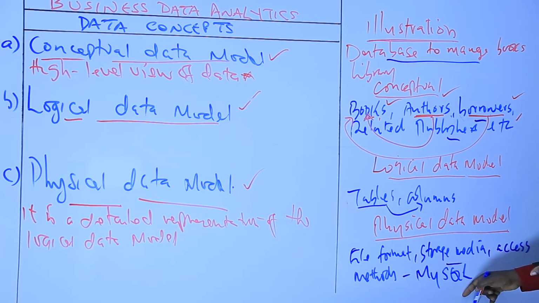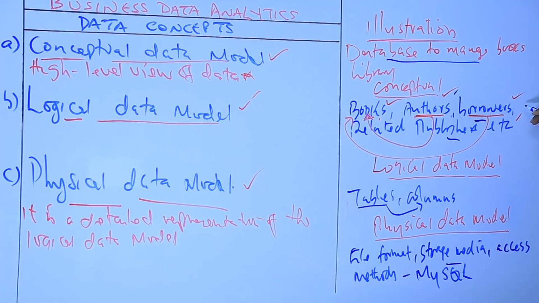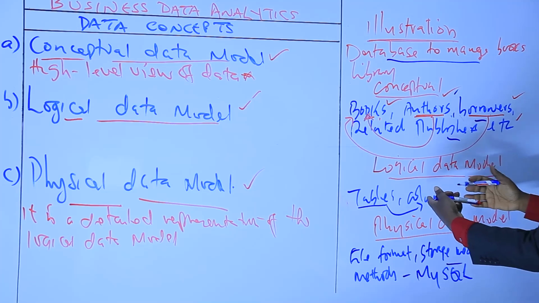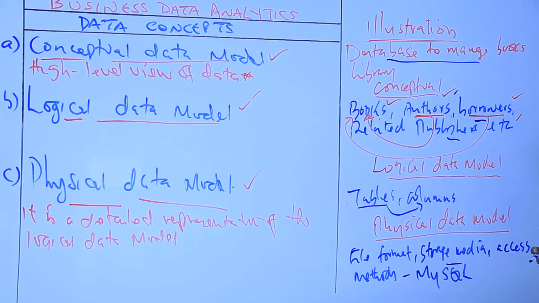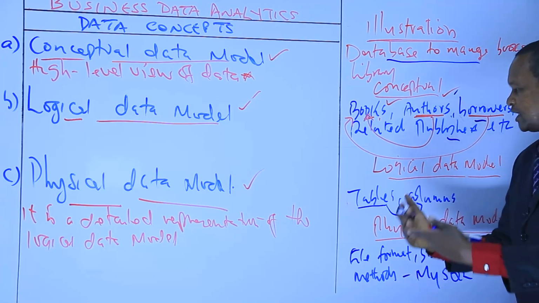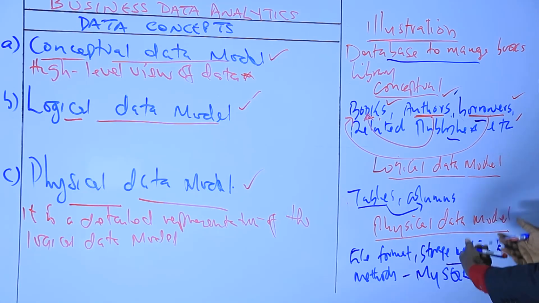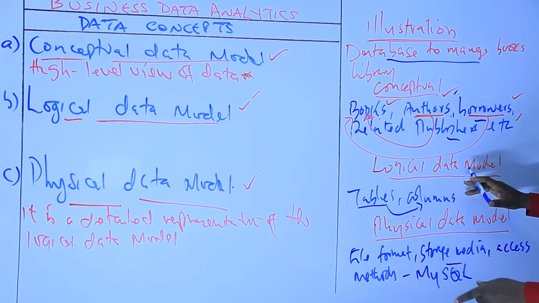So do you understand this illustration of a database to manage books in a library? I've explained the conceptual data model, which is a high-level view of the database. I've also explained the logical data model, which gives now a detailed view of the database. It gives the technical aspects, the details of the data. Then there is the physical data model, which gives a detailed representation of the logical data model.